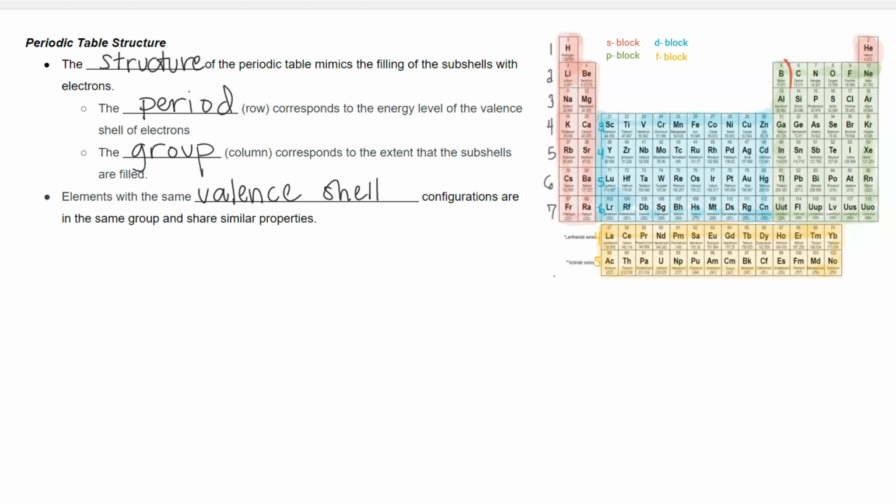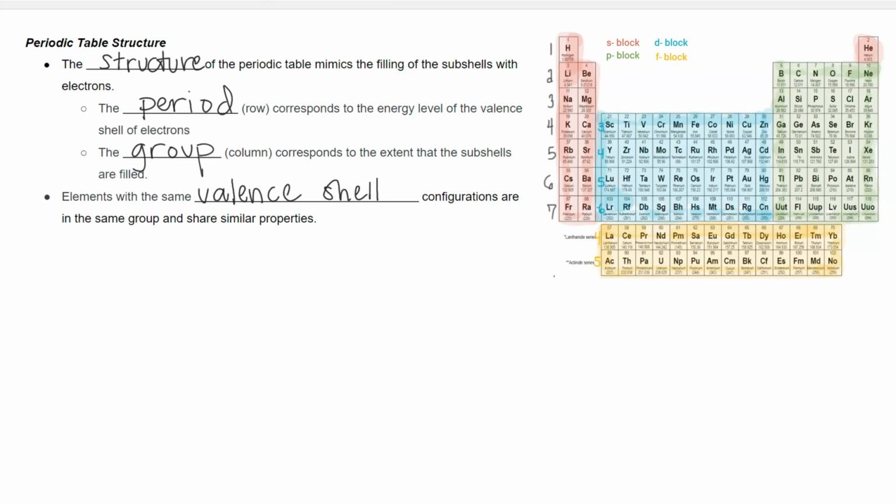And then over here we get into the p block, so all the electron configurations in group 13 will end with p1, and so on, and we can keep going. They share similar properties if they're in the same group because they have the same valence shell configuration, meaning that they end with the same subshell and number of electrons in that subshell.